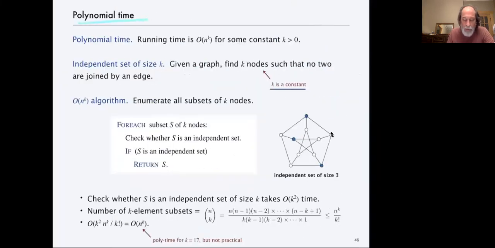Polynomial time means big O of n to the k for some fixed constant k bigger than 0. An example is finding an independent set of size k in a graph. An independent set is a set of vertices that have no edges among them. The obvious algorithm is to enumerate all sets of k nodes. That's not hard to do. How many are there? Well, there are n choose k, and n choose k is bounded by n to the k over k factorial. And k factorial is a constant here, some constant k. So this is big O of n to the k steps.